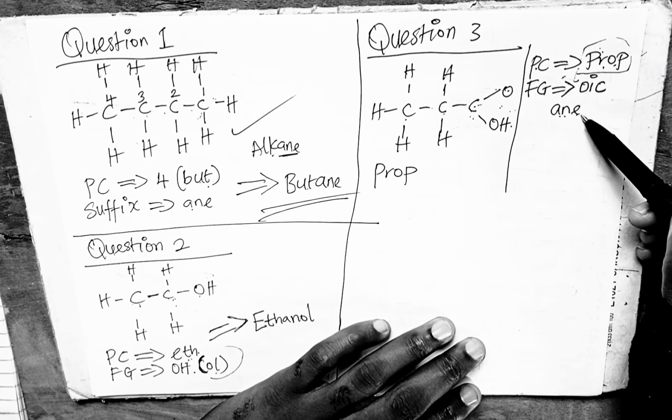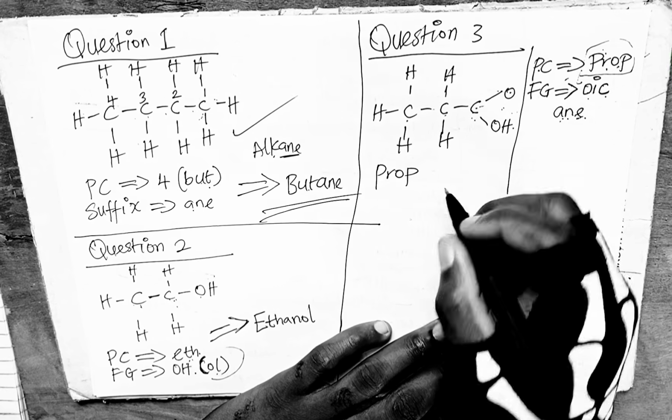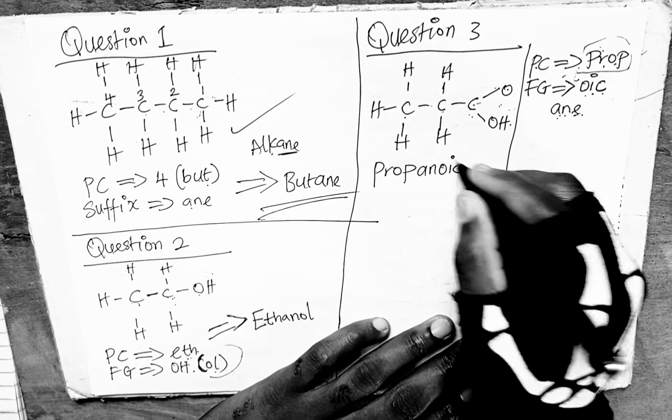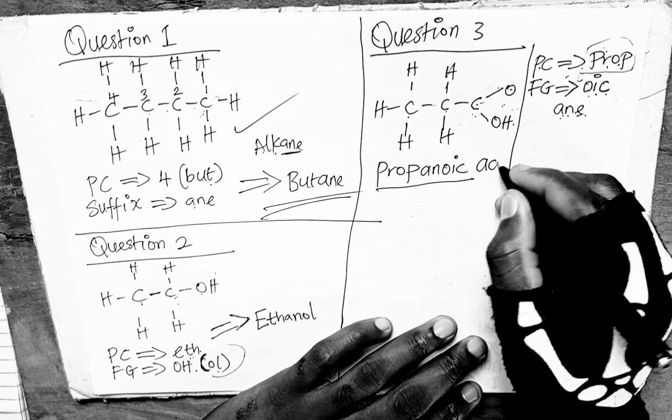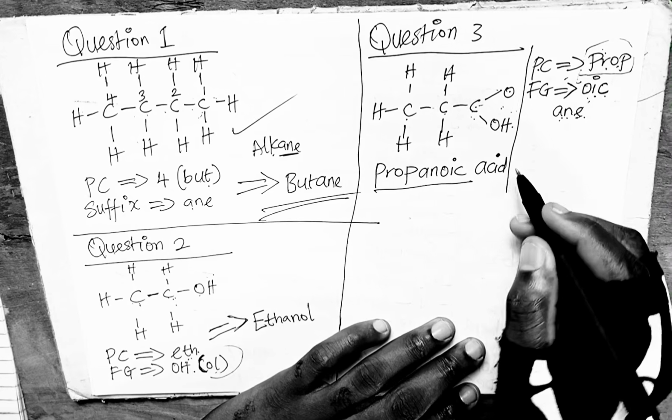Ane. So this "e" we will replace with oic. Then we bring this "a" here and we put our functional group, oic. So this is propanoic acid. Remember, it's a carboxylic group. Carboxylics are acids, so we call it acid: propanoic acid.